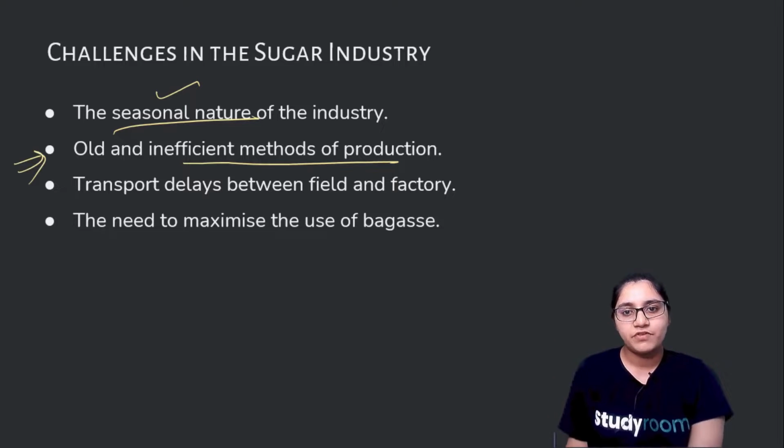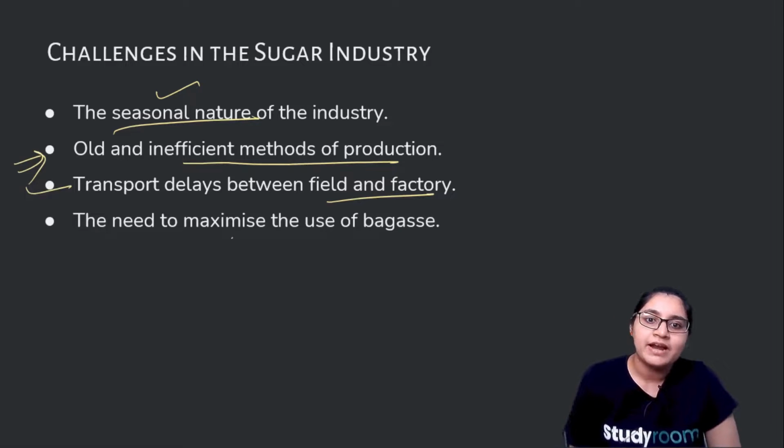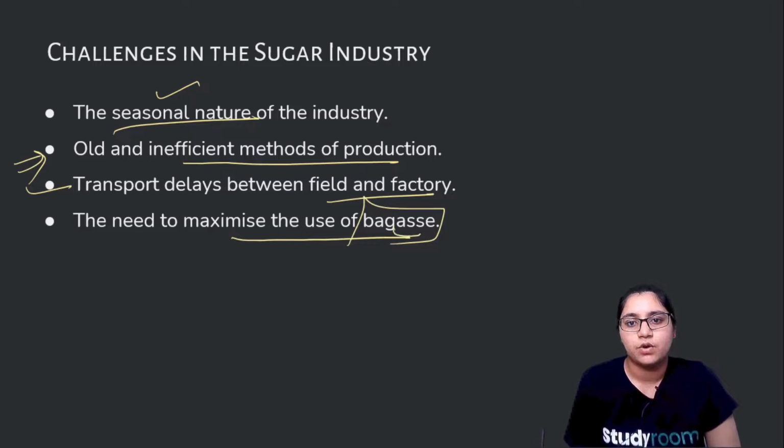Transport delays between field and factories, as they are sometimes not in proximity, and the need to maximize the uses of bagasse and all that. There is some different pronunciation to it, but it is very important to remember this point. It is very important.